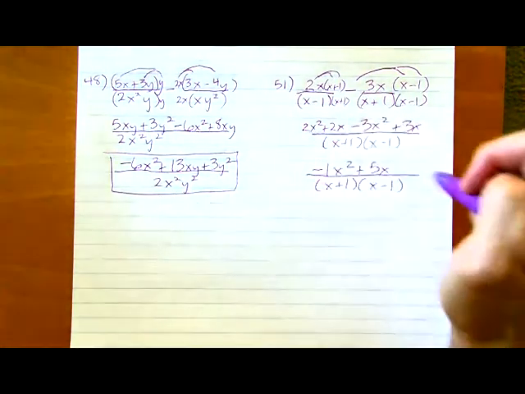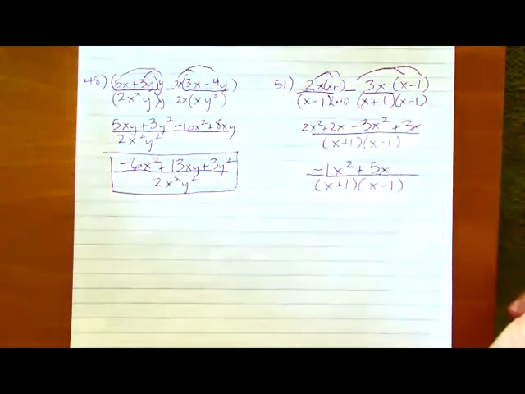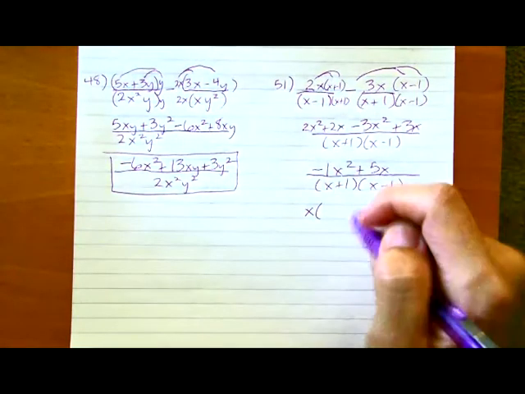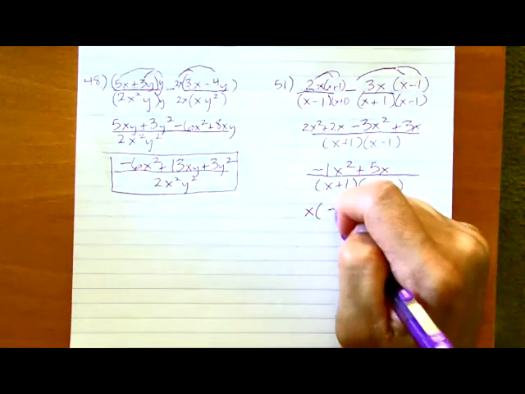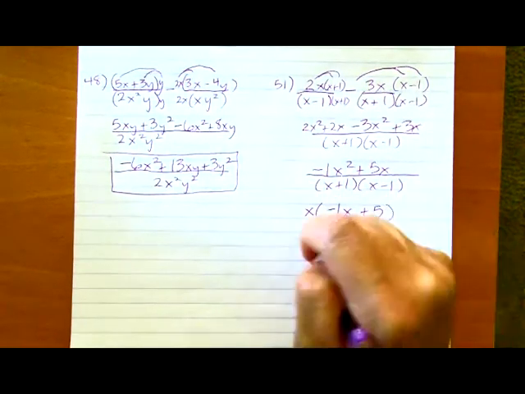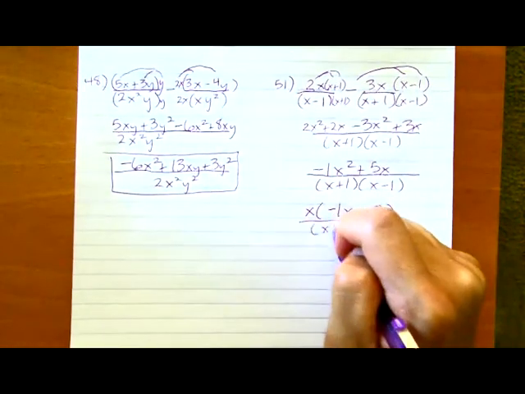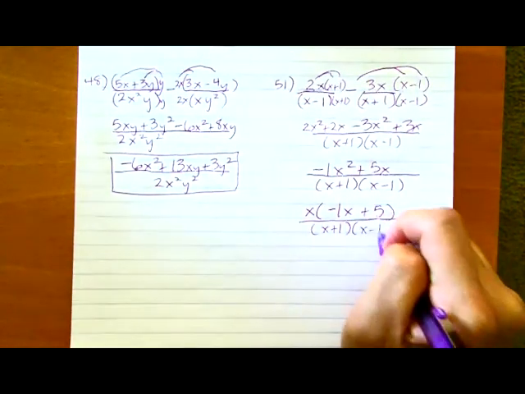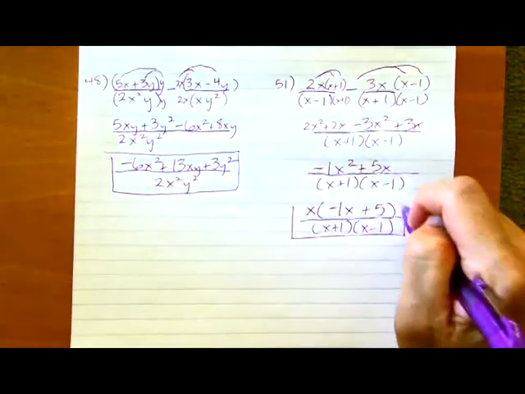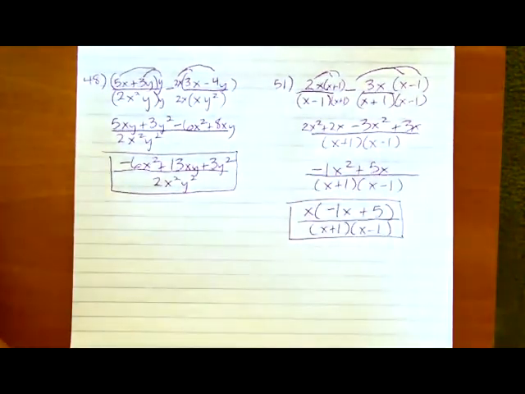We can factor the top. They have x in common. If I factor out an x, negative 1x plus 5 over x plus 1, x minus 1. We can't cancel anything. It's totally factored though, which is what we need. Okay, this would be your solution.